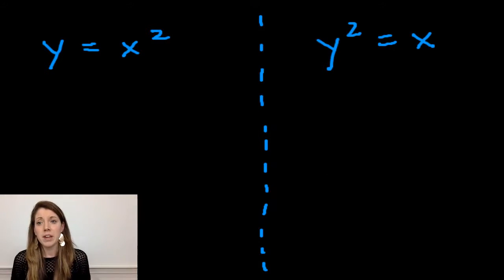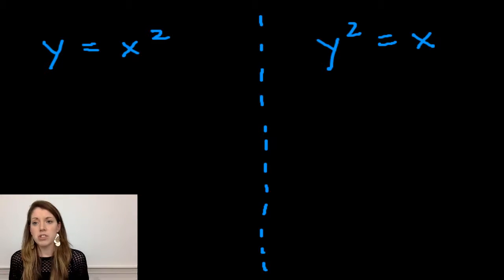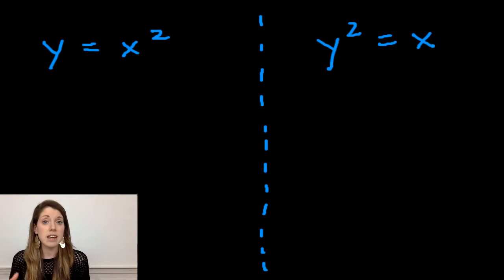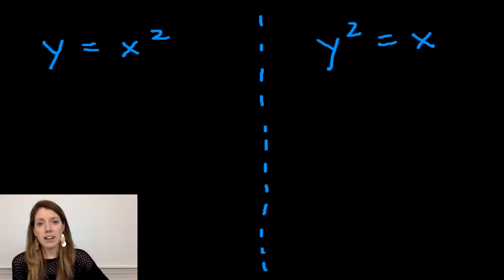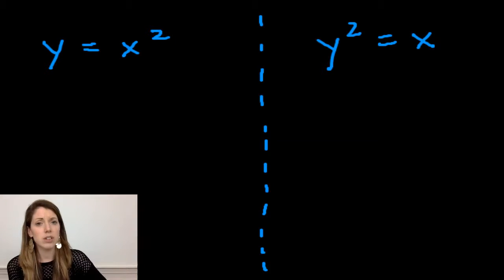To show you what I mean, take a look at these two examples so we can compare them. On the left, I have the function y equals x squared, which is something that we've derived before. It's one of the most basic functions that we've looked at, just a power function. Then on the right, we have y squared equals x. And the question is, how should deriving this look similar and how should it look different?